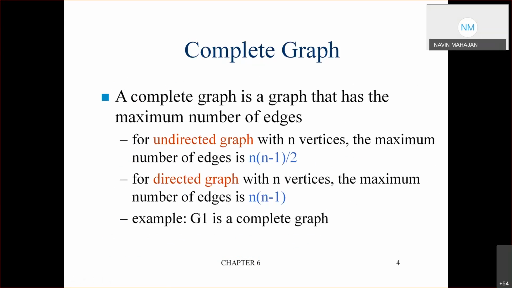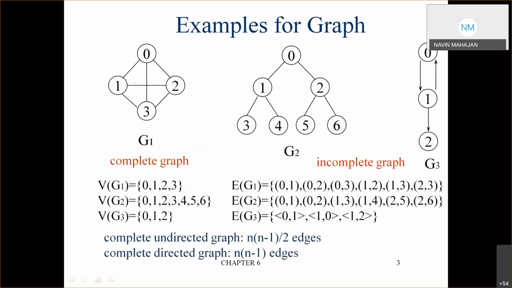For an undirected graph with n vertices, the maximum number of edges is n(n-1) divided by 2. For a directed graph, it will be n(n-1). What is the example here? Example, G1 is a complete graph. If you see the first one, G1, it's a complete graph.